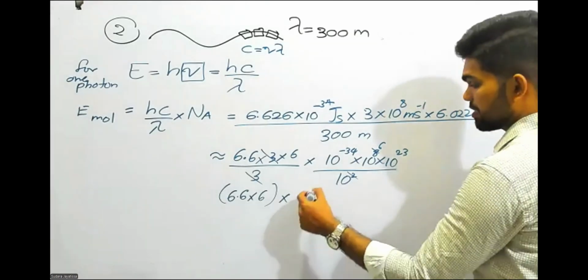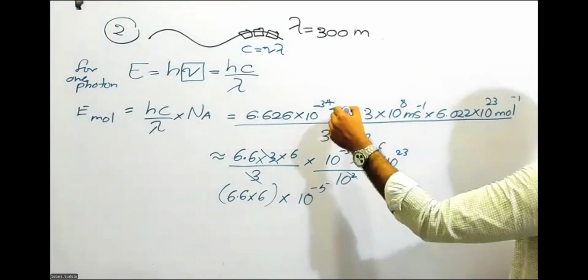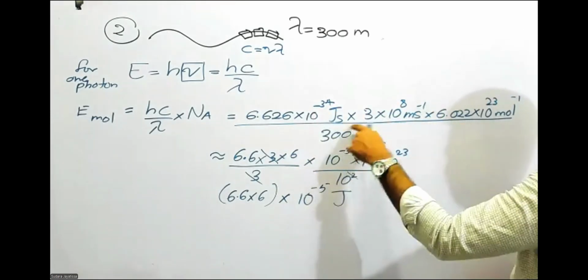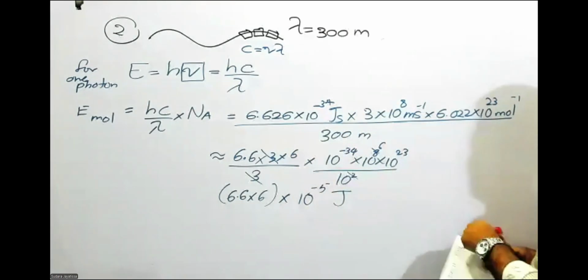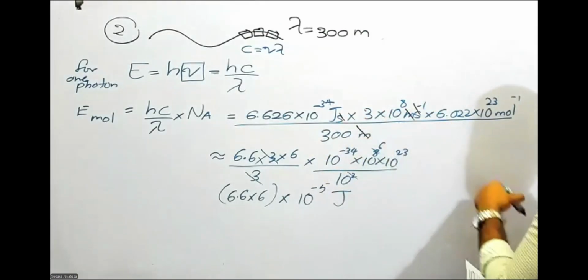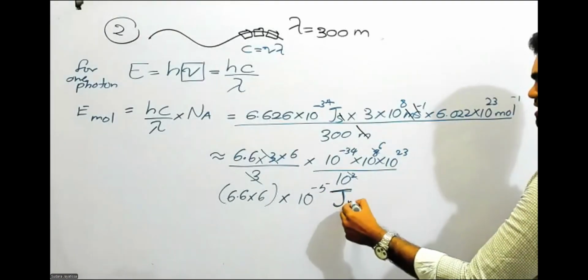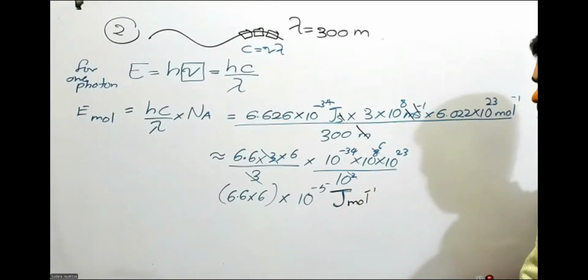Then 10 to the power minus 5. And the unit is coming from joules, because all other units are getting cancelled. Only joules will remain. Meters are getting cancelled, per second are getting cancelled. And joules per mole is the answer that you will have.